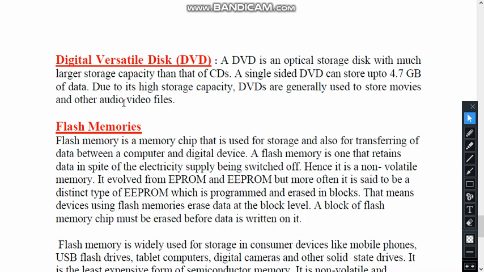A flash memory is one that retains data in spite of the electricity supply being switched off. Here it is even possible to write to the flash memory even if there is a sudden power cut. Hence it is non-volatile in nature. It evolved from EPROM, which is erasable programmable read-only memory, and EEPROM, that is electrically erasable programmable read-only memory. But more often it is said to be a distinct type of EEPROM.